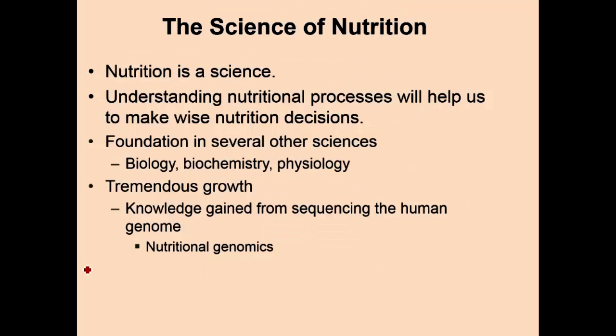Let's turn our attention to the science of nutrition. The science of nutrition is the study of the nutrients and other substances in foods and how the body handles them. Understanding the nutritional processes will help us to make wiser nutrition decisions. Nutrition depends on several other sciences, including biology, biochemistry, and physiology. We have to take all of these together so that we can understand what is happening with the nutrients, how they're being broken down, and how the body uses them.